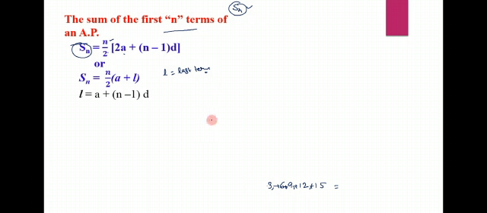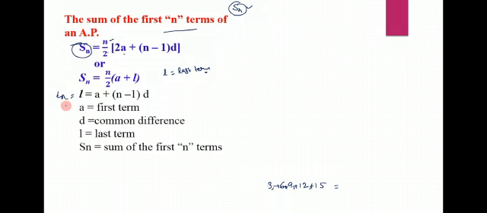Let us see this L formula. The last term is represented as a plus n minus 1 into d, which is also referred to as Tn, the general term, or the nth term, also called the last term. Now see here, a means first term, d means common difference, and L means last term. Sn means the sum of the first n terms.